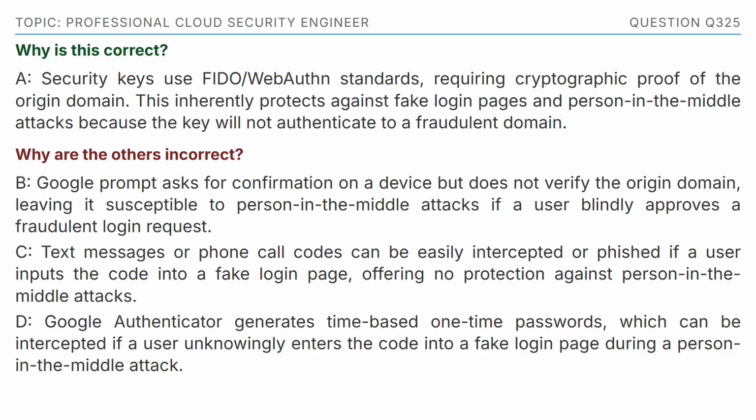Why are the others incorrect? B. Google Prompt asks for confirmation on a device but does not verify the origin domain, leaving it susceptible to person-in-the-middle attacks if a user blindly approves a fraudulent login request. C. Text messages or phone call codes can be easily intercepted or phished if a user inputs the code into a fake login page, offering no protection against person-in-the-middle attacks. D. Google Authenticator generates time-based one-time passwords, which can be intercepted if a user unknowingly enters the code into a fake login page during a person-in-the-middle attack.